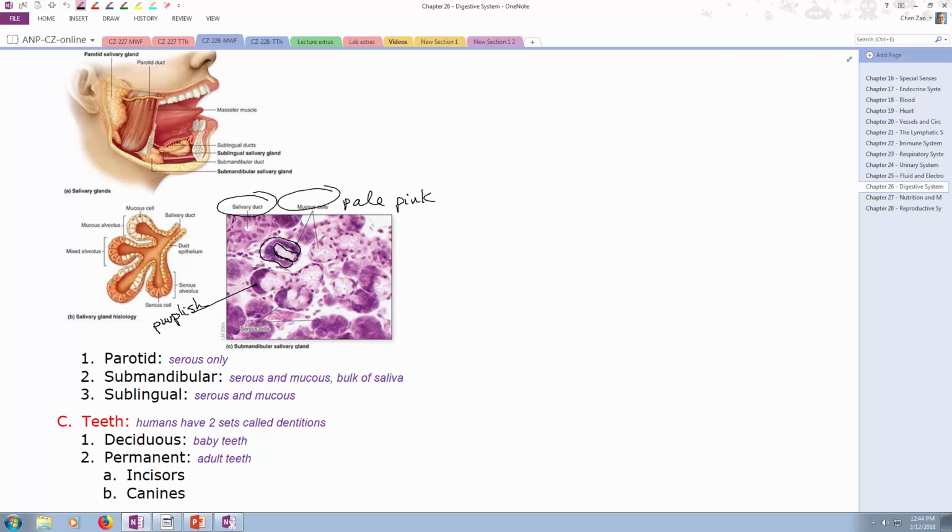We have serous and mucus components to the submandibular salivary gland. So in other words, it's mixed. So is the sublingual, that which is underneath your tongue. But the bulk of our saliva comes from our submandibular salivary gland.